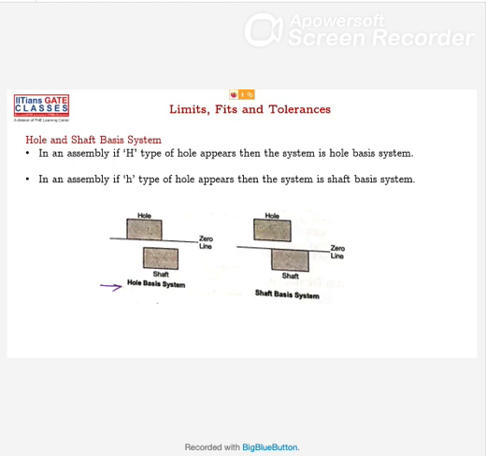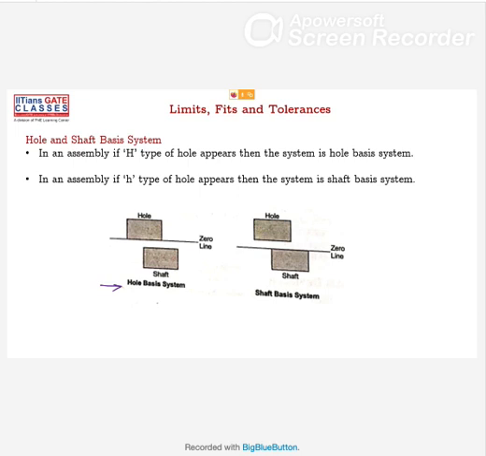In an assembly, if an h type of shaft appears, you can see the upper limit of the shaft is directly on the zero line, then it is called the shaft basis system. Please try to understand this from the diagram. If the lower limit of the hole touches the zero line, then it is the hole basis system. If the upper limit of the shaft touches the zero line, then it is called the shaft basis system.